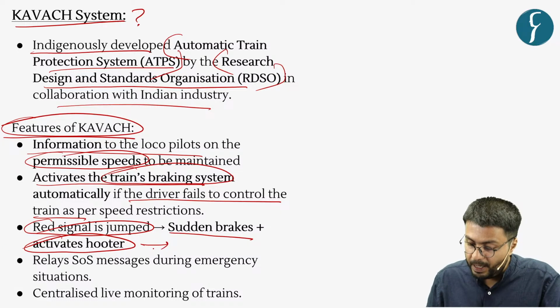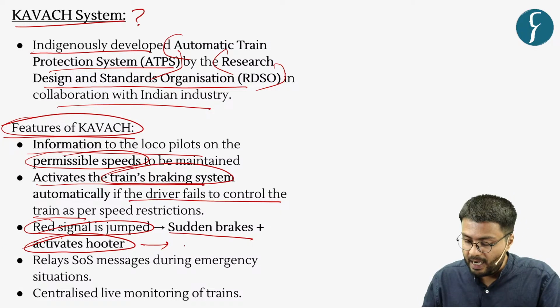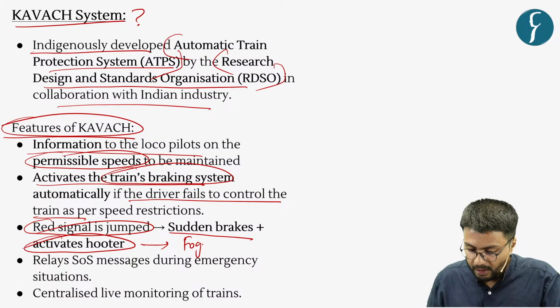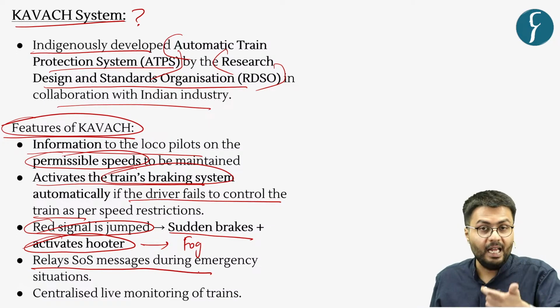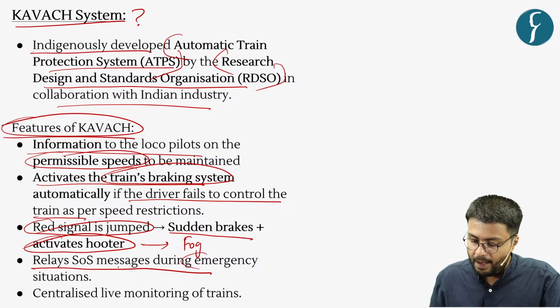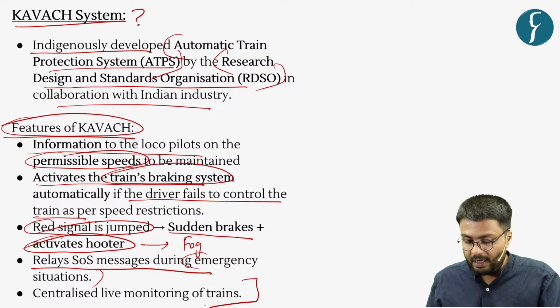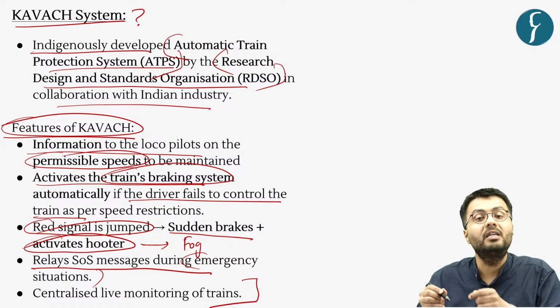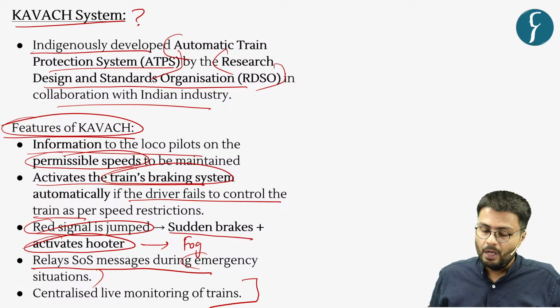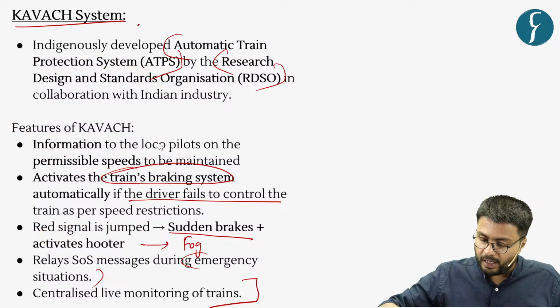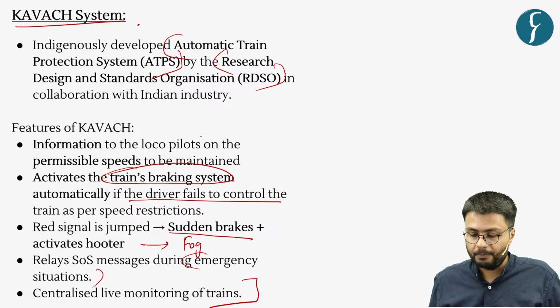And this system plays a key role in protecting the train in events such as dense fog. Further, this system also relays an SOS message during an emergency situation. Now this system enables the Indian Railways to centrally monitor its train operations. Now let us understand how the working of this system takes place.